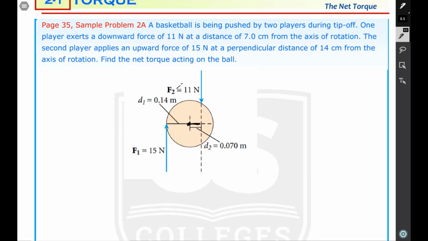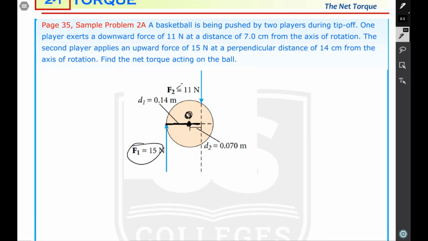The second player applies an upward force of 15 Newton. Another player applies a 15 Newton force at a perpendicular distance of 14 centimeter from the axis of rotation. That perpendicular distance is 14 centimeter, and it's given as 0.14 meters from the axis of rotation. At this point is the axis of rotation. We put O, right? O for axis of rotation. So that point is the axis of rotation.